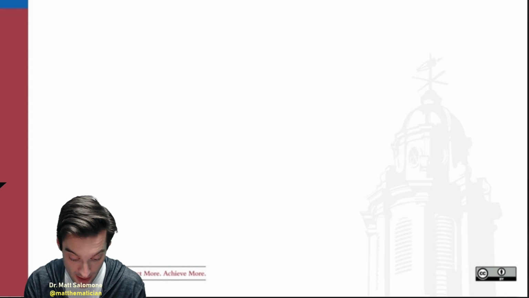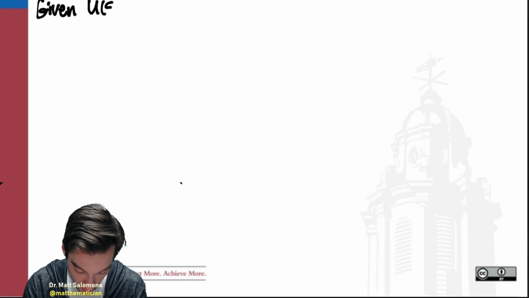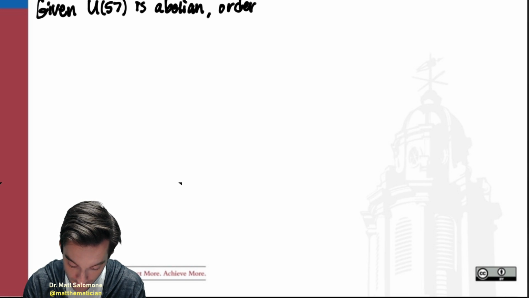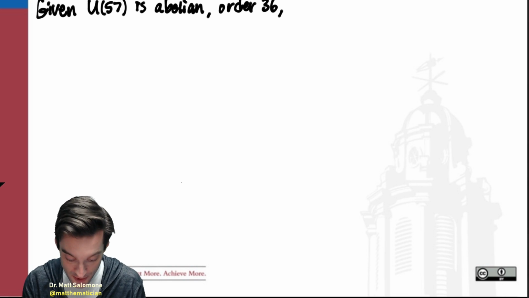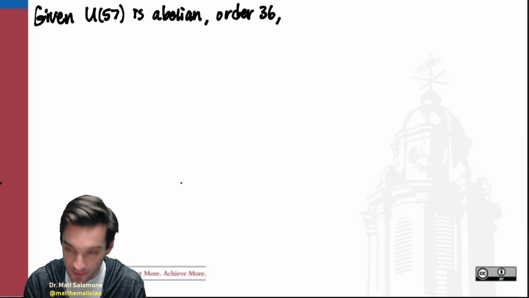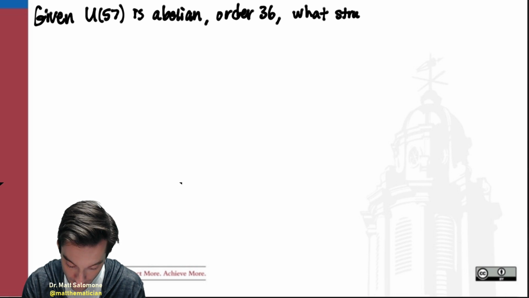The question that I want to tackle now is, given that U57 is a finite abelian group of order 36. It is abelian, and its order is 36. Then the question I'm asking here is, what does the fundamental theorem of finite abelian groups tell me about the structure that this group may have? What structures are possible?